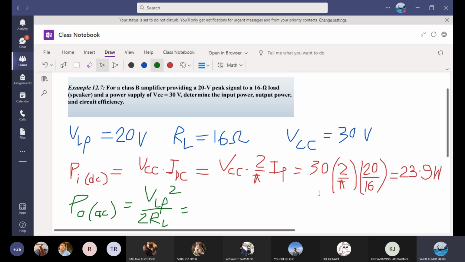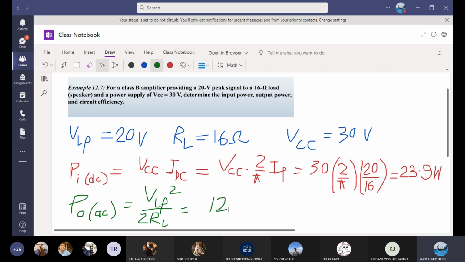Find out the value. 20 squared is 400, divided by 2 times 16. 400 over 32 is 12.5 watts.